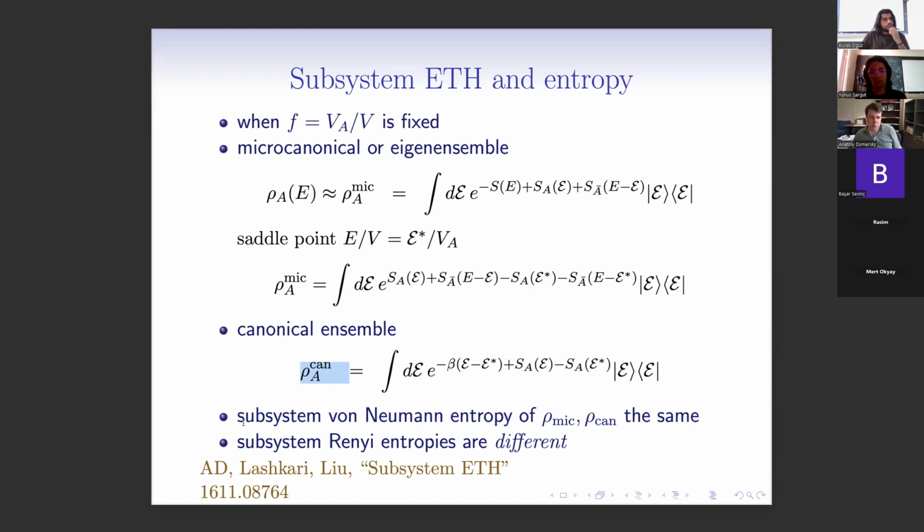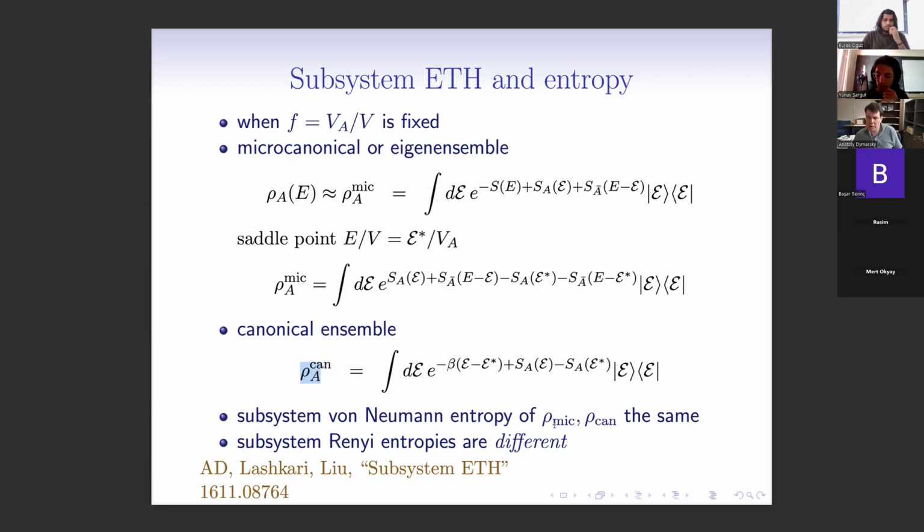So one of the results which we noticed back in 2016 is that even though those two density matrices are different, if you calculate von Neumann entropy, the extensive part of von Neumann entropy, because that's all we can calculate within this approximation, they will yield exactly the same extensive part of von Neumann entropy. But if you calculate Rényi entropies, then the Rényi entropies will be different. So if you're interested in von Neumann entropy, you're sort of blind with respect to the ensemble or the global state of your system.